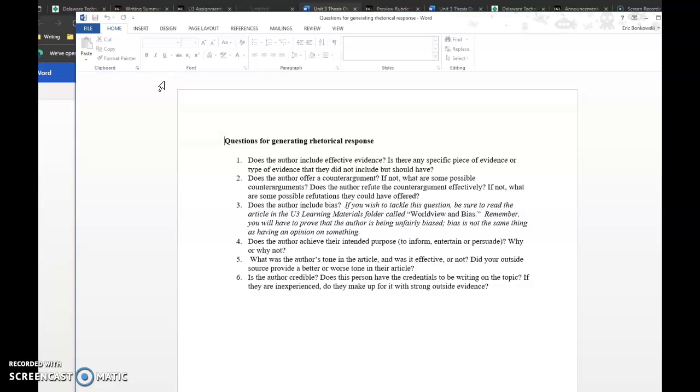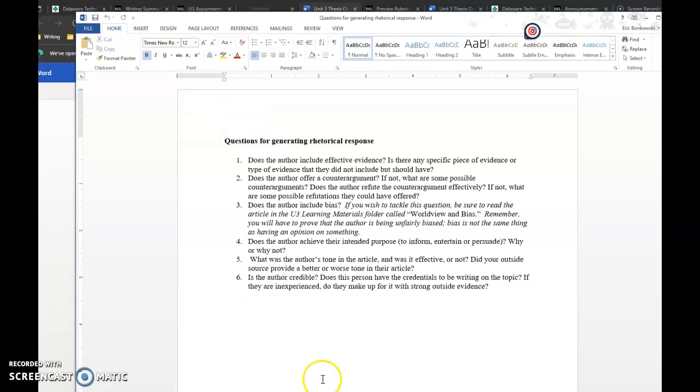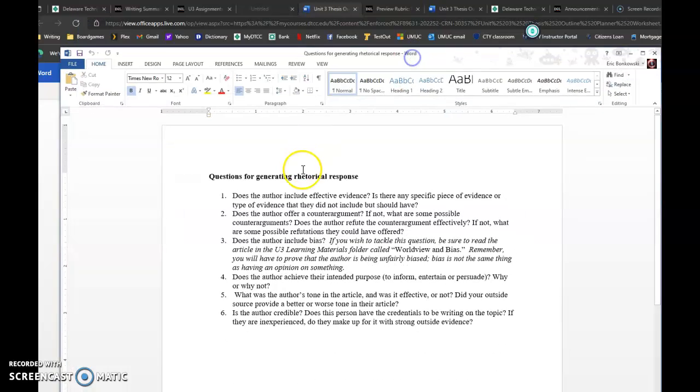And like I said, I will link this in the announcement. You can see that I have 6 options here. You need to come up with 3. So you can pick 3 of these and come up with a way to answer them. And each of these will be the basis of a paragraph. So let's say you pick 1, 3, and 5.